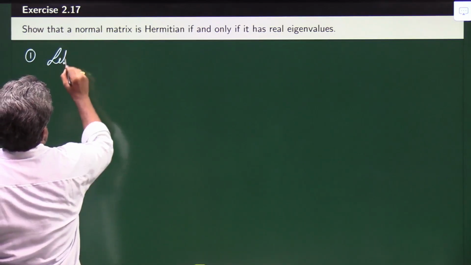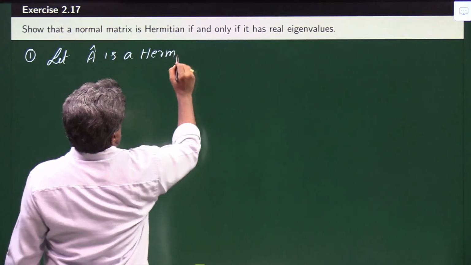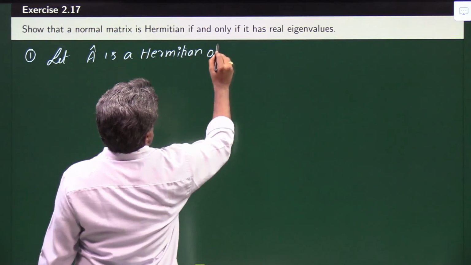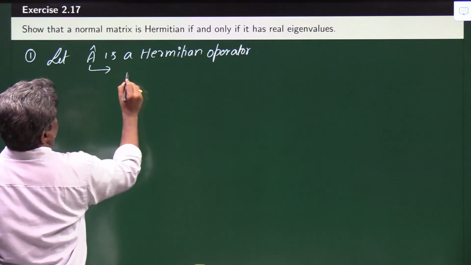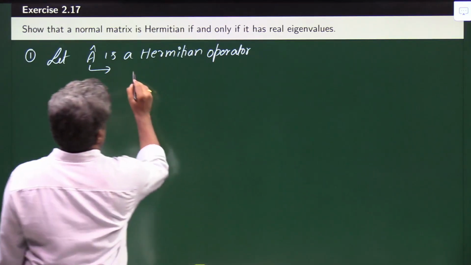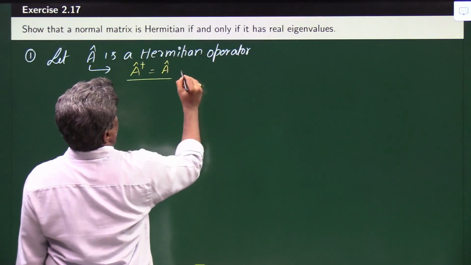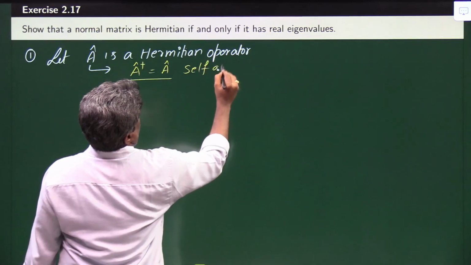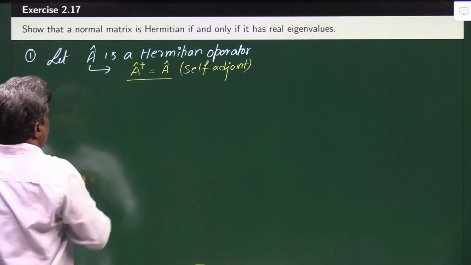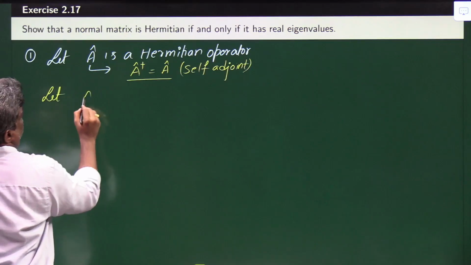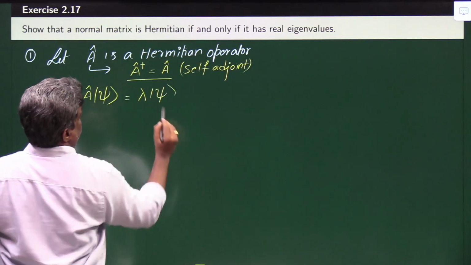So now I am assuming A is a Hermitian operator. Okay, so what is the meaning of this? A is a Hermitian operator. We can write this as A dagger equal to A. This is the self-adjoint. Okay, fine. Now I am assuming an eigenvalue equation corresponding to this, A psi equal to lambda psi.